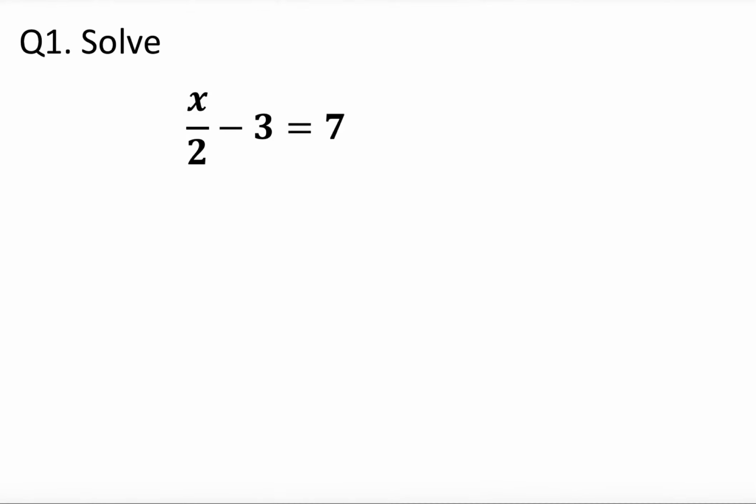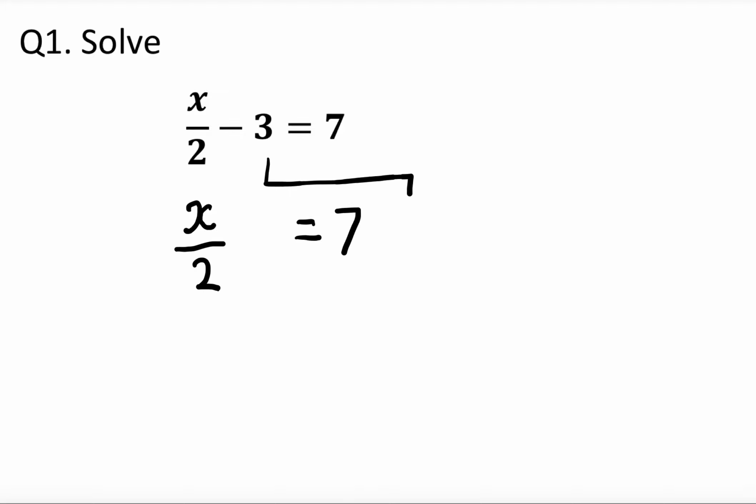Question one. Solve x over 2 minus 3 equals 7. Right. So we just follow the rules and we've got to get x on its own to solve this equation. So what we're going to do is move the 3 to the other side. So we're going to go x over 2 equals, so we're going to take that 3, move it to the other side, is 7.